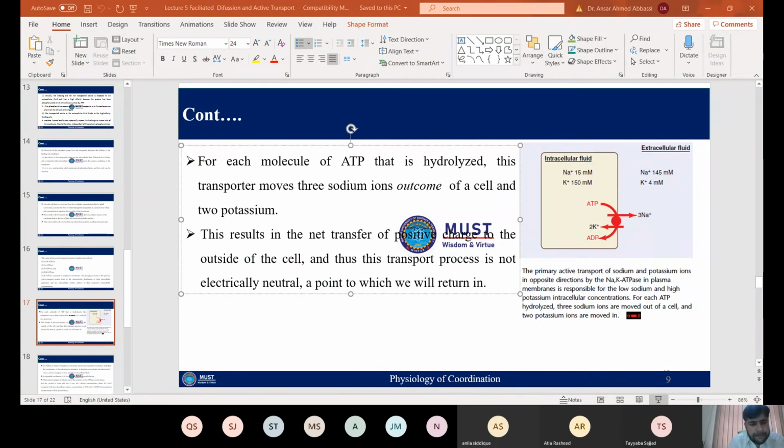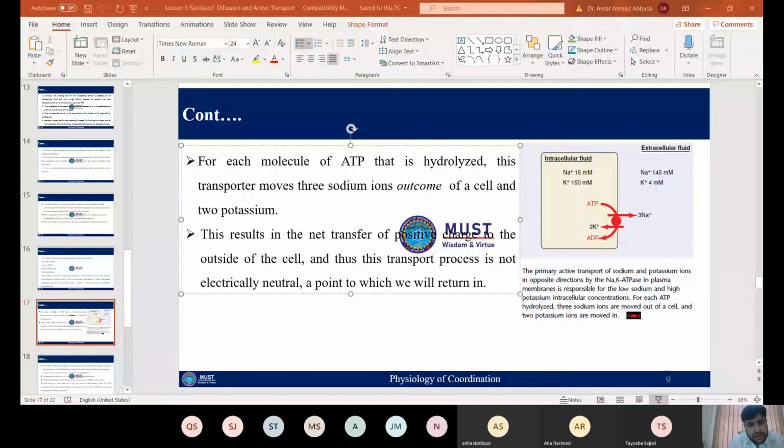When we talk about the hydrogen ATPase pump present in the plasma membrane, it will move the hydrogen ion out of the cell. Hydrogen potassium ATPase is another type of pump which is present in the plasma membrane of the acid secreting cell. As all of you know, acid secreting cells are present in our stomach as well as in our kidney, and it will move one hydrogen ion out of the cell and one potassium in for each molecule of ATP hydrolyzed.